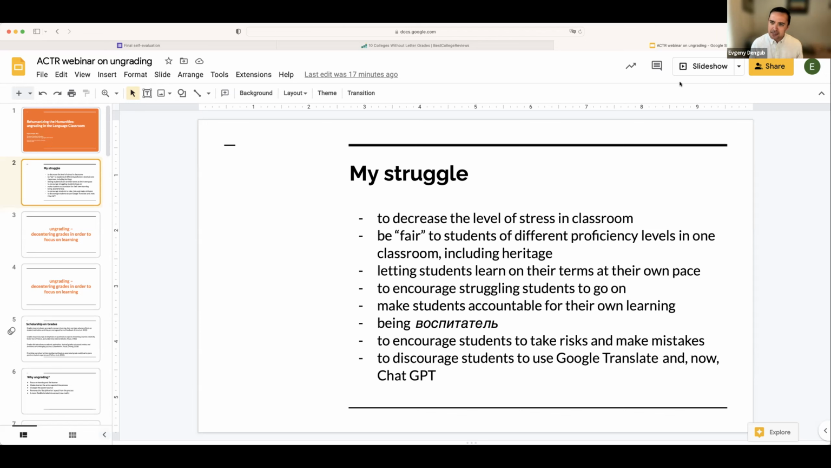I've never felt comfortable being a vоспитатель in the classroom, being this disciplinarian who punishes students for missing deadlines or for not coming on time or for submitting homework late. That was always kind of my least favorite part of my job, and I felt like I shouldn't be doing this. And I wanted students to take risks and make mistakes, and to discourage them from using Google Translate. And now we're all facing artificial intelligence, and it's a serious factor. I was playing with AI right now, so now you can clone your voice and record anything in any language, basically. So students will be submitting their own answers in their own voice, said in perfect Russian. So how do we discourage this?